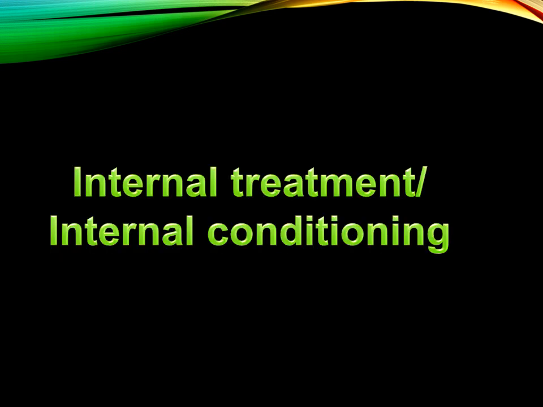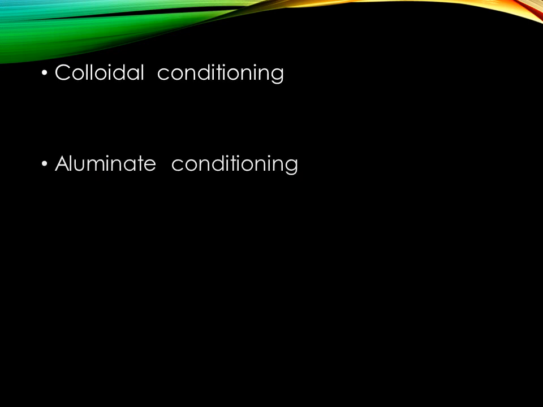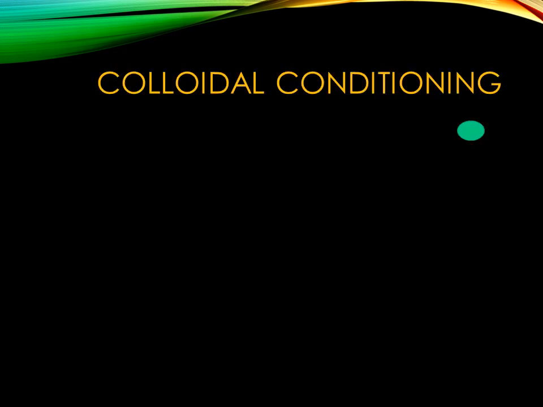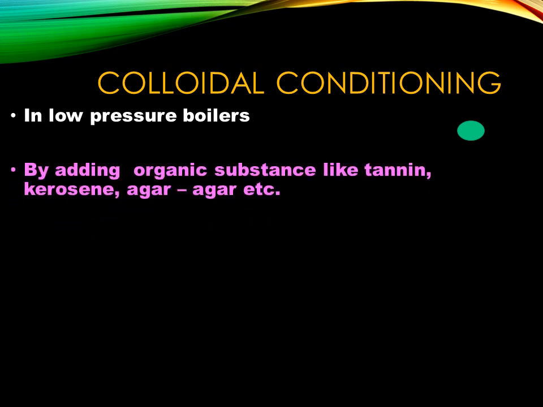Internal treatment or internal cleaning. Four internal treatments we are going to see. One is colloidal conditioning. Second, aluminate conditioning. Third, phosphate conditioning. Fourth one, Calgon conditioning. What is colloidal conditioning? This type of colloidal conditioning is used in low pressure boilers.